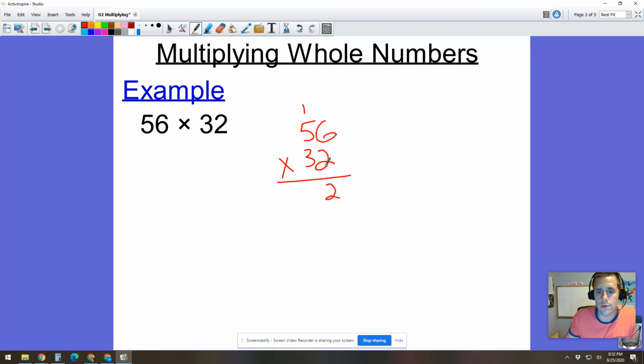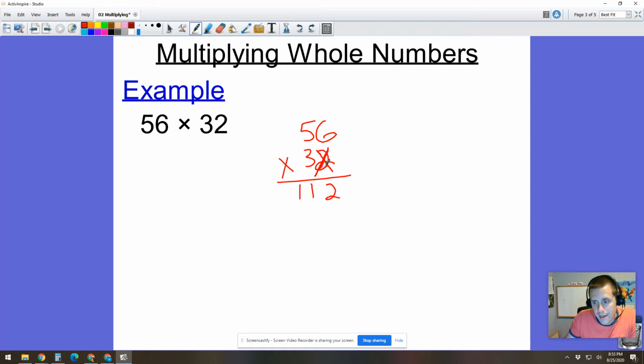Now, I'm not done with this 2 yet, because now I'm going to multiply diagonally 2 times the 5 in the 56. So 2 times 5 is 10, and then I'm going to add the 1 that I carried to get 11. Because there are no more digits in the first number, we are done with this 2, and I like to cross it out to know that I am done with that. And it may be a good idea to cross out this 1 or even erase it so it's out of your way. We're now ready to start multiplying with the next digit.